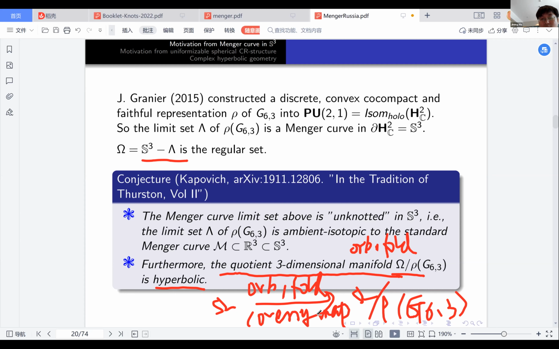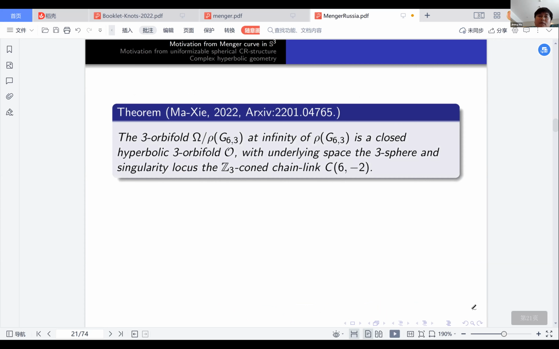Of course, it is an infinite covering, and the fundamental group of omega here is very complicated. What we study here is the 3-manifold. So the result is this one.